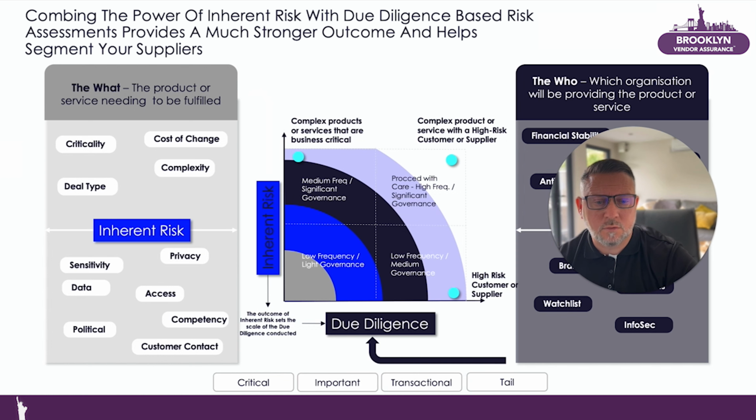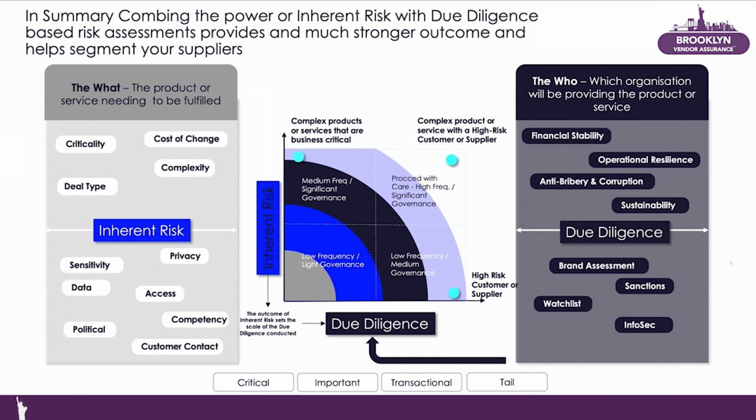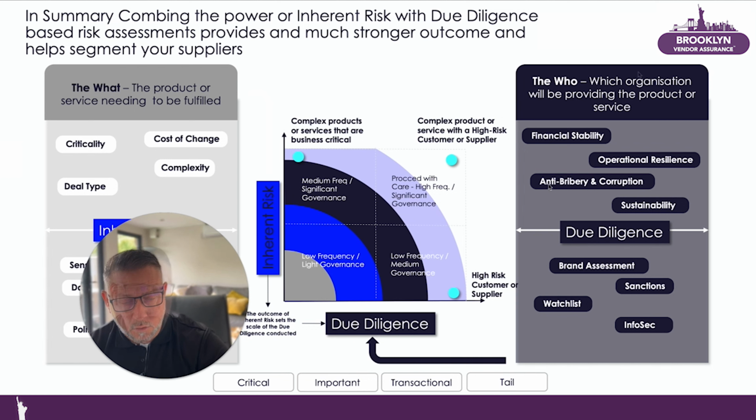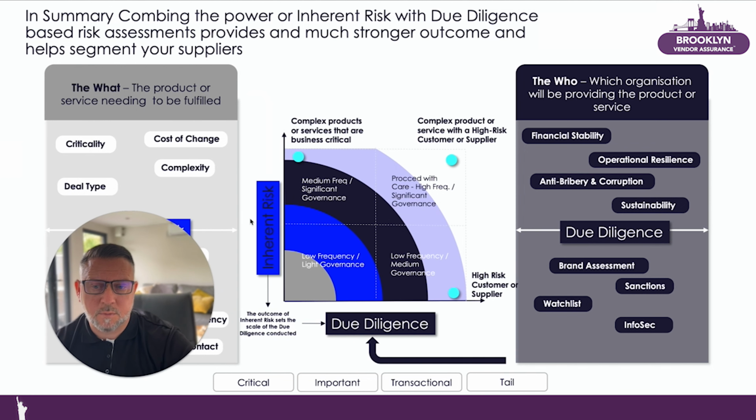And by putting that all together, you end up with this kind of view, which is, in summary, if you conduct inherent risk assessments when you look at what product or service need is being fulfilled, before you go out to market, you'll have a score. Then once you find someone that you want to interact with on this basis, you have this ability to look at the who and do some due diligence against that. When you combine these scores, it gives you a very good way of segmenting your supply landscape down into manageable buckets, where the higher they score, the more you have to do with them and the more care and attention you need to give them.